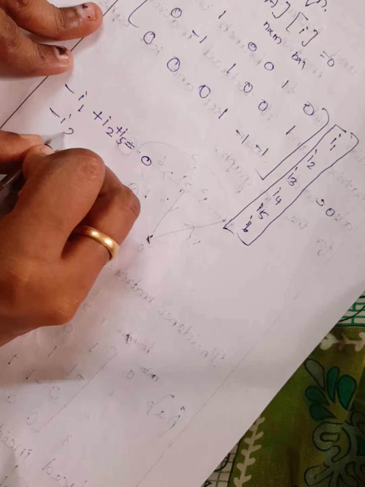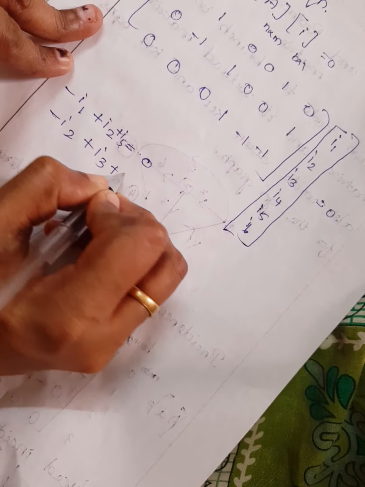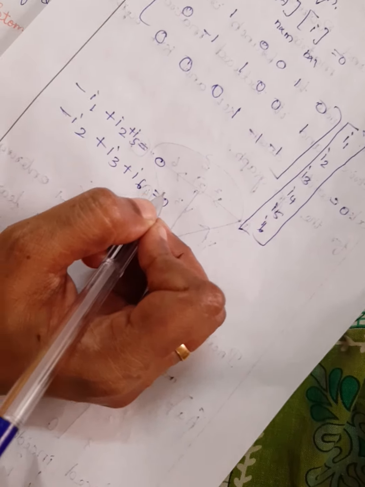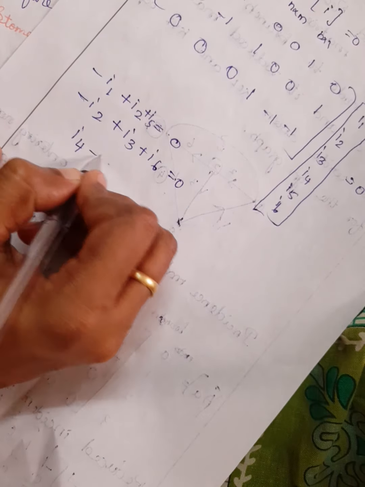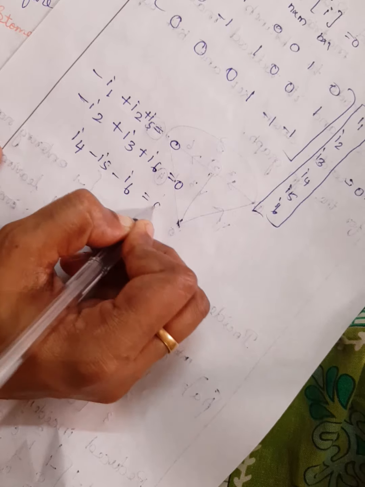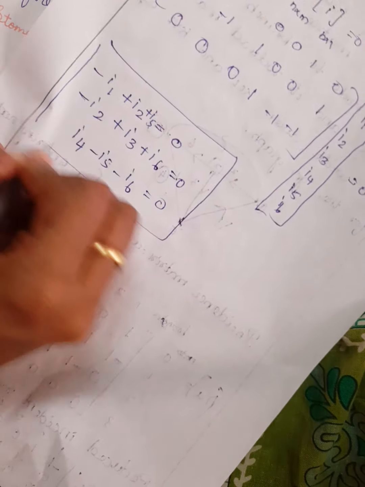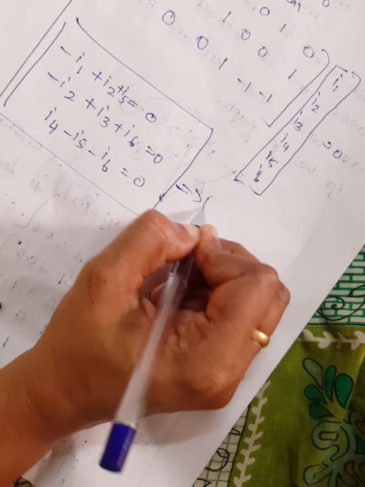Next, minus I2 plus I3 plus I6 equal to 0, and the next is I4 minus I5 minus I6 equal to 0. So these are the KCL equations, Kirchhoff's current law equations.